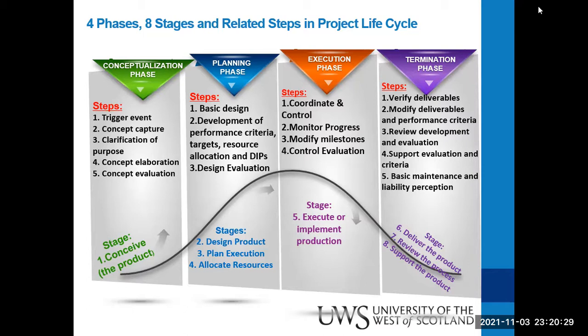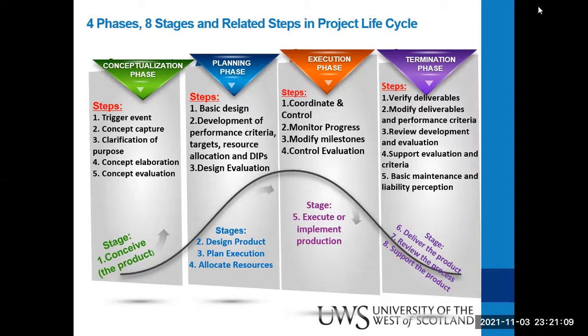In the second phase, which is the planning phase, we have 3 stages. That is designing the product or the process or the service, and then plan how you want to execute it, which is the next stage, and then allocate resources equitably, reasonably, tactically. Now, what are the steps that normally go into the planning phase? Design, okay, develop performance criteria, targets, resource allocations, and also set out the detailed implementation plans. And again, try to evaluate these designs to see whether we need to use the same thing or we need to revise it, revamp it altogether to meet higher standards.